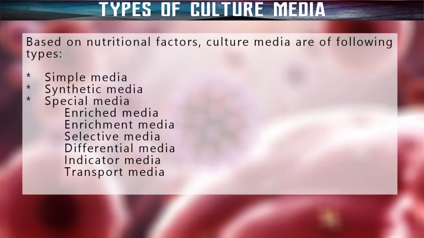Based on the nutritional factors, culture media are of the following types. First, simple media. An example is nutrient broth, which is a simple medium. It contains peptone water and meat extract 1%. When glucose is added to this nutrient broth, it becomes glucose broth.